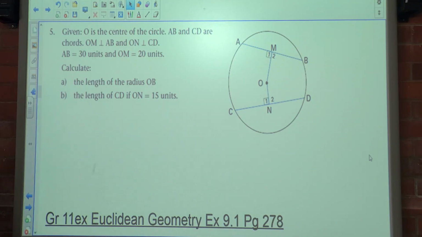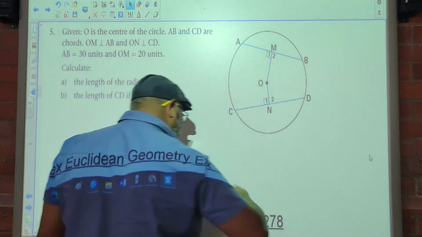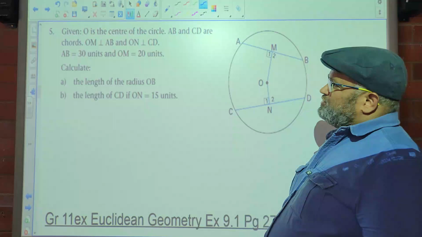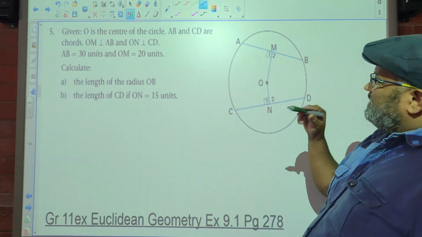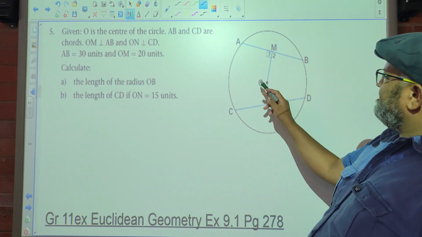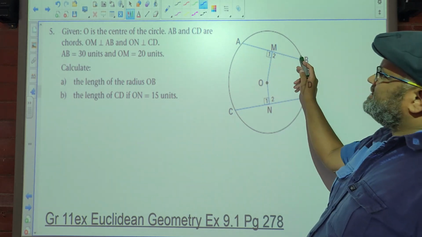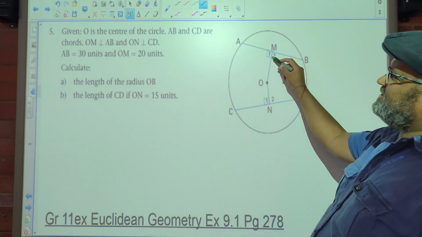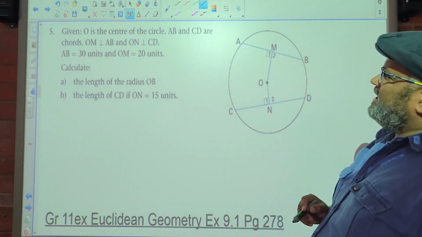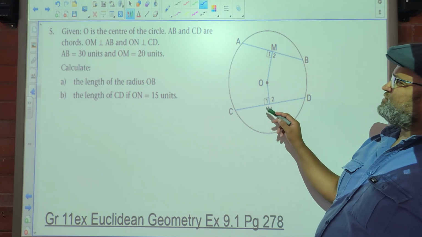Okay, so with regards to question 5, you had to do 5, 6, 7 and 8, correct? So in this video we will look at those sums. Given O, the center of the circle, we are told that AB and CD are chords. Then we are told that OM is perpendicular to AB. ON is perpendicular to CD.